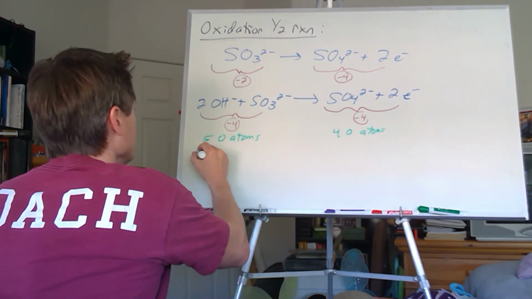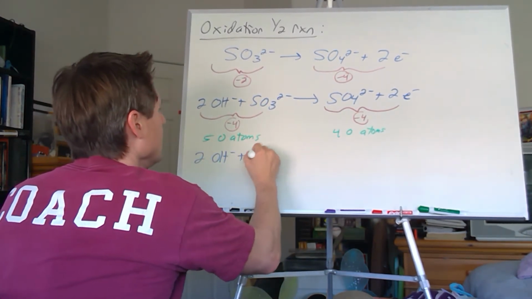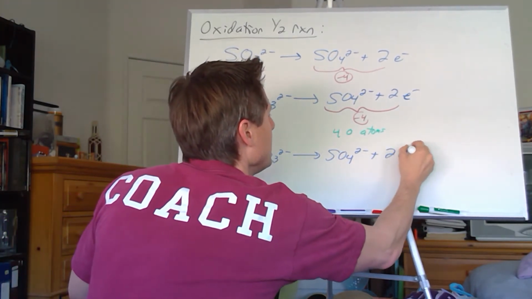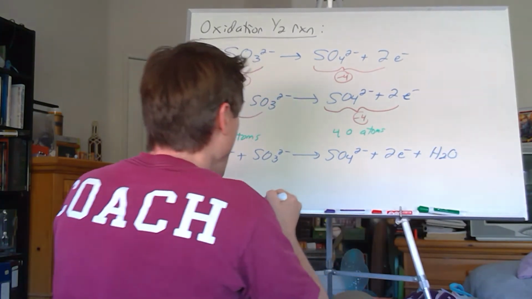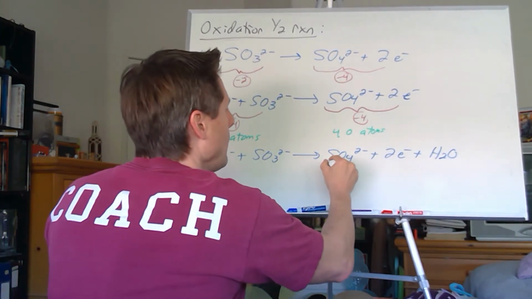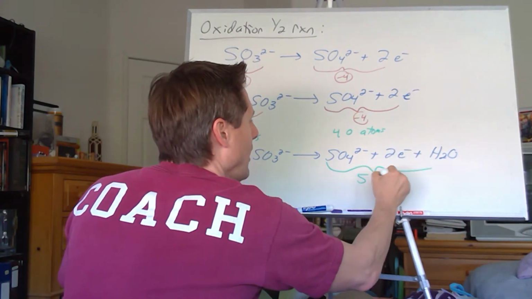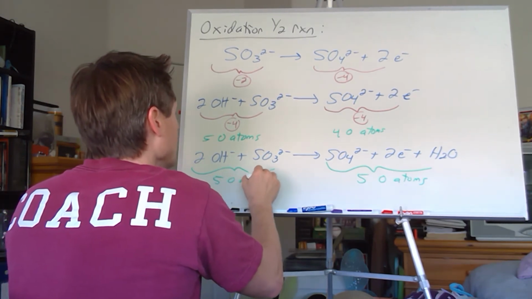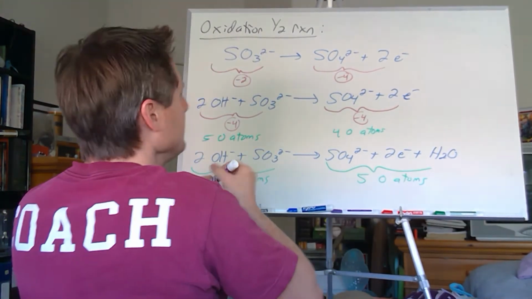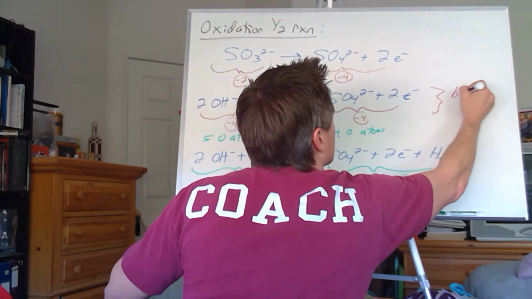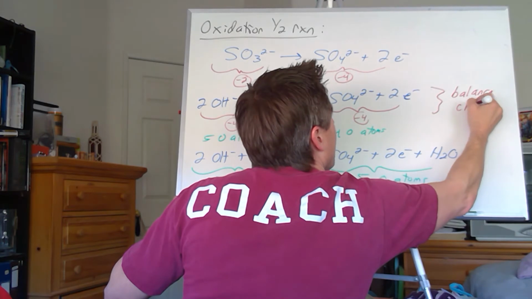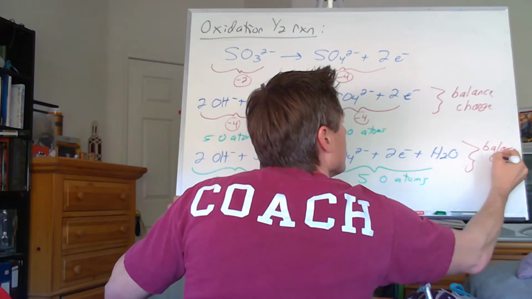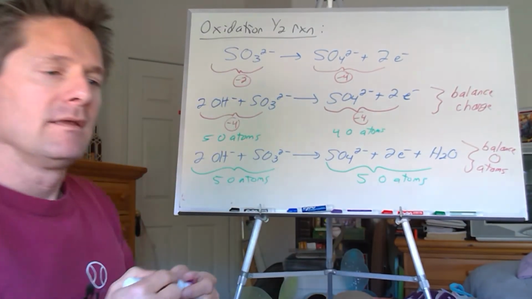So we're going to take the 2OH minus plus the sulfite, giving us sulfate plus 2e minus plus 1 water. And now we have 4, 5 oxygen atoms and 5 oxygen atoms. Ha ha ha! So again, this step here, we're balancing the charge using the hydroxides. And here we're balancing the oxygen atoms in step 6.